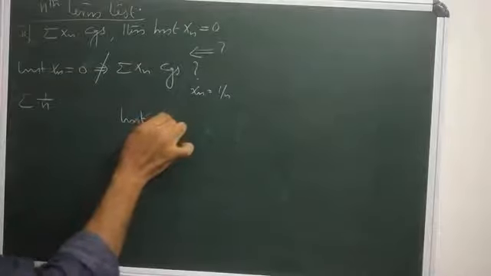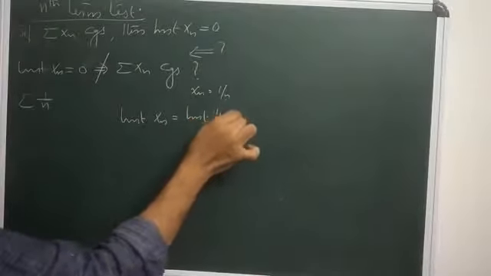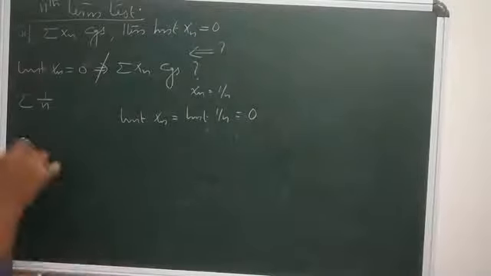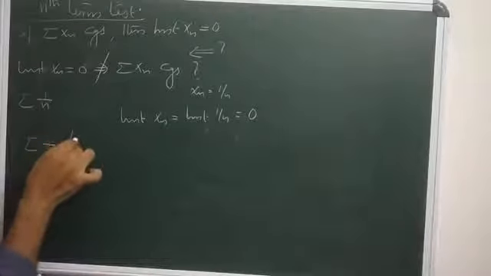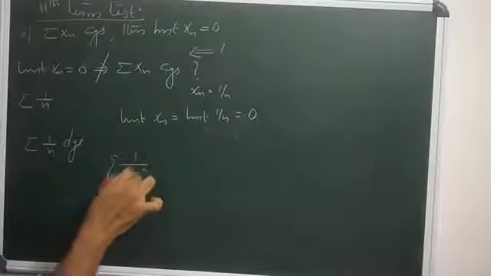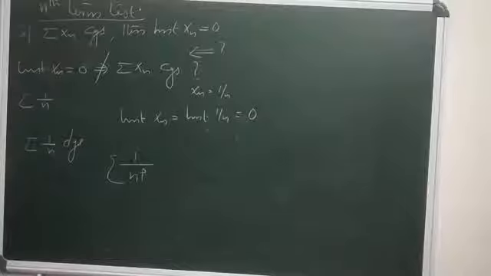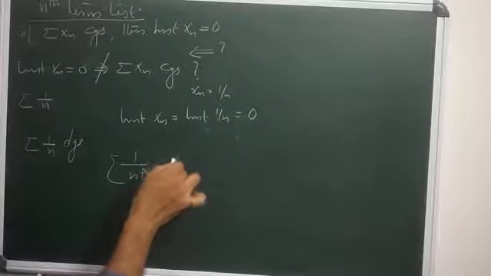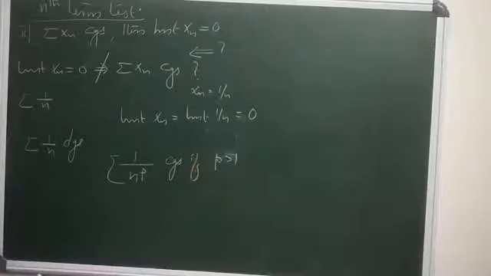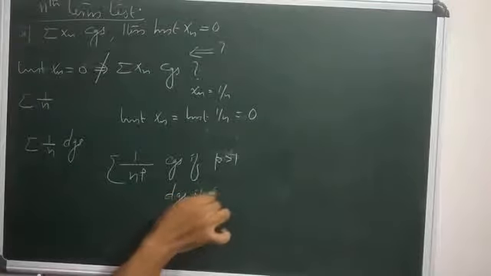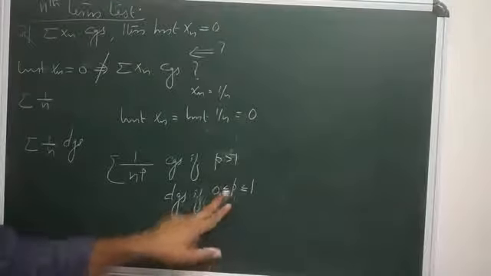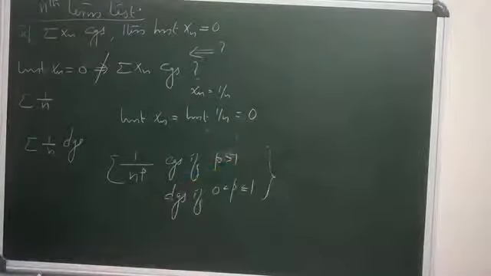So what is limit xn? Limit xn equals limit 1 by n, and when n goes to infinity, limit 1 by n equals 0. But we know that sigma 1 by n diverges because of the p-series test. We will discuss it later. Sigma 1 by n power p converges only when p is greater than 1, and it diverges if 0 is less than p less than or equal to 1. So this is the p-series test.